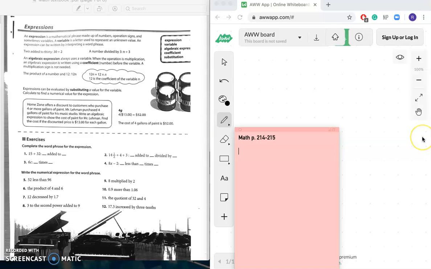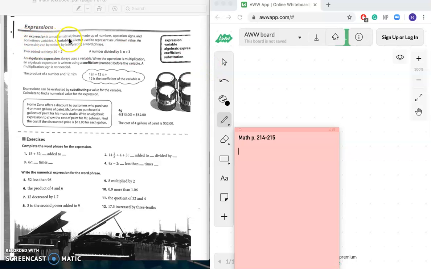So we're starting a new chapter. We're learning about expressions because we're going to slowly start going into algebra. So we're learning about number expressions, word expressions, how to turn sentences into numerical problems, as well as vice versa. So let's go ahead and read the definition here first.